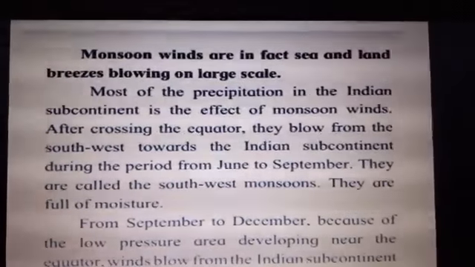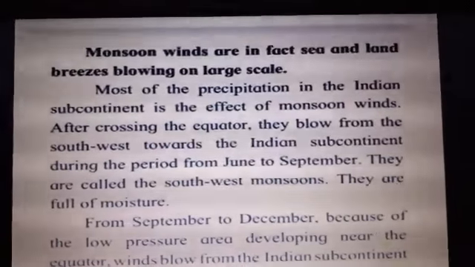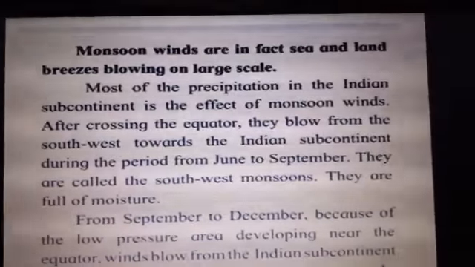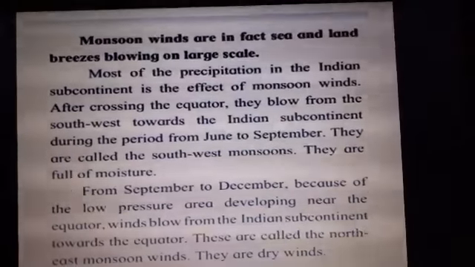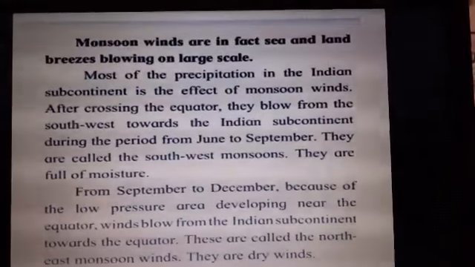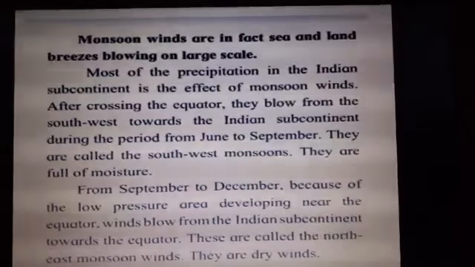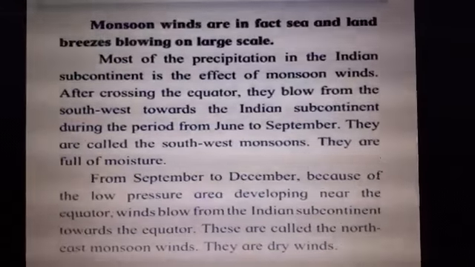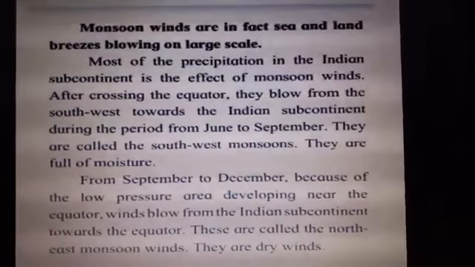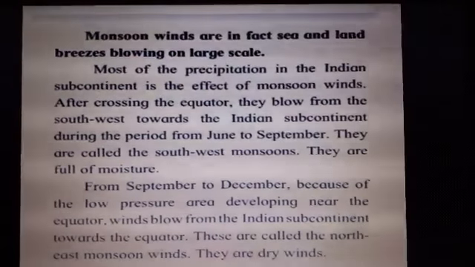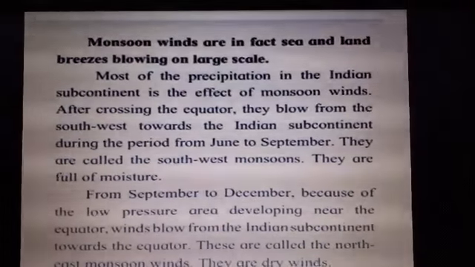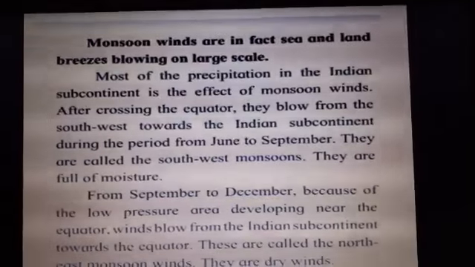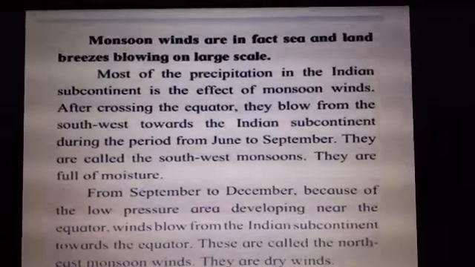Monsoon winds are in fact sea and land breezes blowing on large scale. Children, you should always have textbook in your hand when you are observing the lecture. Now it's page number 27. You should have your textbook also in your hand so that you can concentrate and understand. Monsoon winds are what? They are in fact sea and the land breezes only, which are blowing on a large scale.